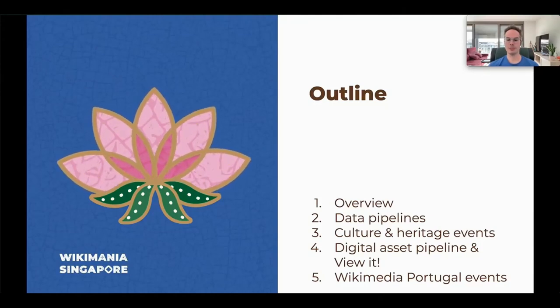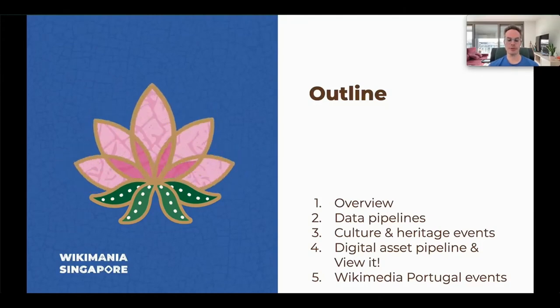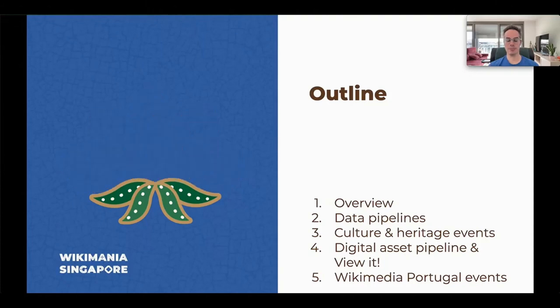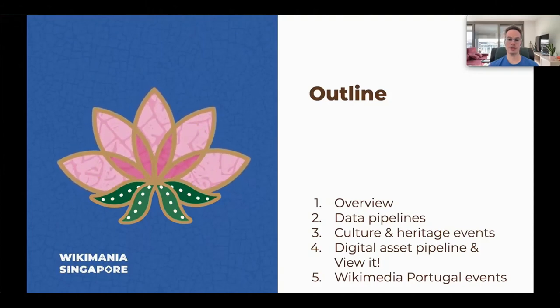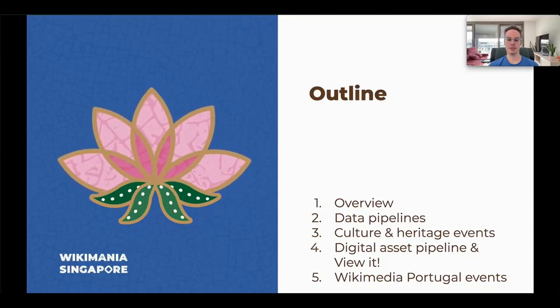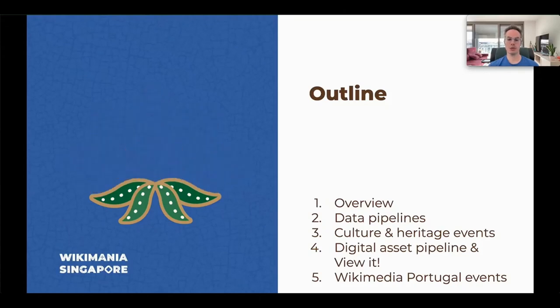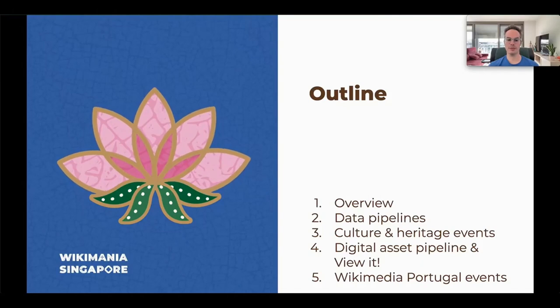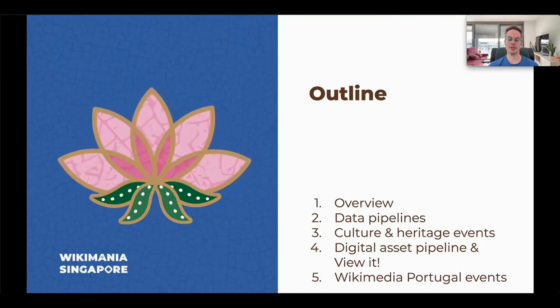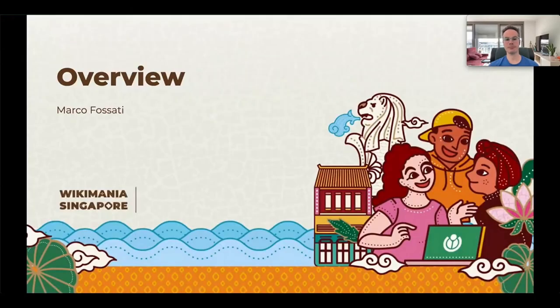I'll start with a helicopter view on the program, briefly describing its goals and products. Then I'll do a deeper dive into data pipelines, which serve as a backbone to power image suggestion products. In the third section, Giovanna will talk about events related to culture and heritage. Next is Dominic, who will showcase the digital asset pipeline and the View It tool. And finally, we have Sofia presenting events organized by the Wikimedia Portugal. All right, let's get started.